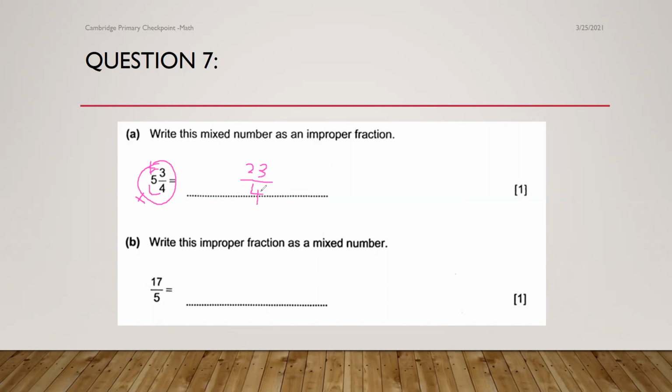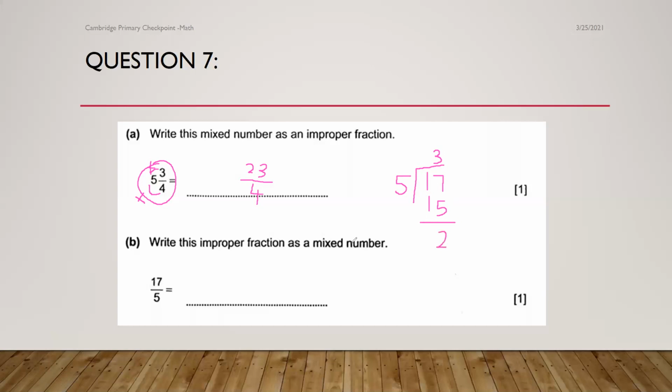And you write the same denominator. Write this improper fraction as a mixed number, 17 over 5. So what you should do, you divide this numerator by the denominator, right? So that is what I'm going to do. Inside 17, I have to see how many 5s. 5, 10, 15. So there are 3 5s. 5 times 3, which is 15. 17 minus 15, 2 remains.